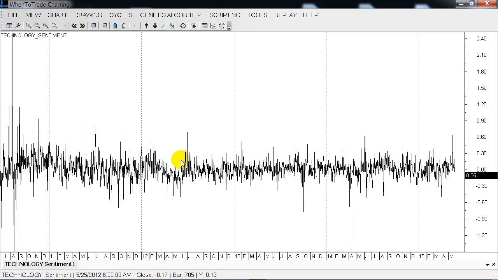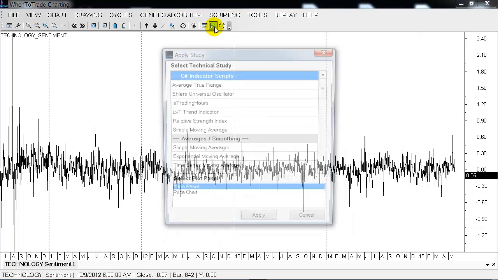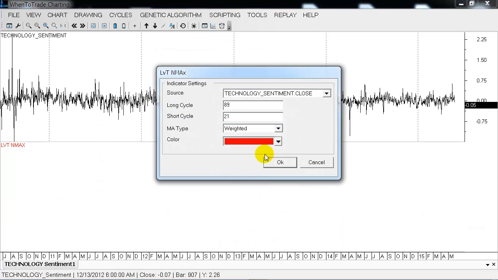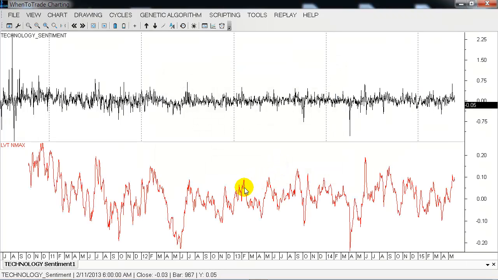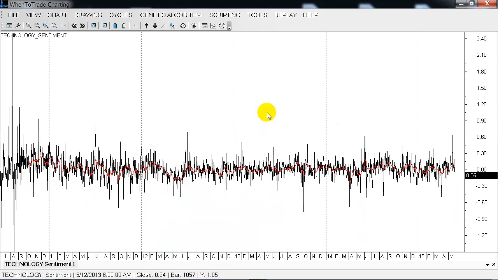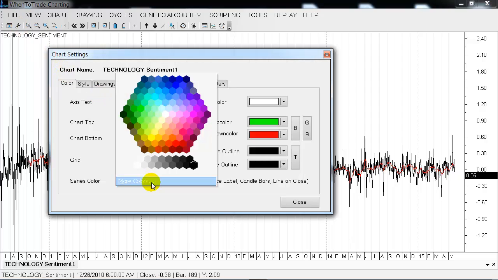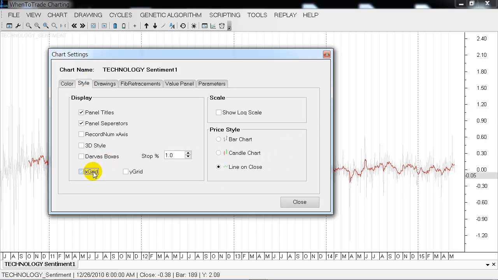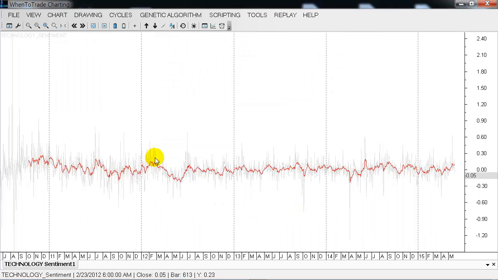The raw information is very noisy, so it makes sense to smooth it out in the beginning. We will just use a standard smoothing algorithm on top of that. So we have smoothed out the raw sentiment information to make it easier to see, and grayed out the raw information, so that we have a clear chart with the smoothed sentiment score indicated by the red line.